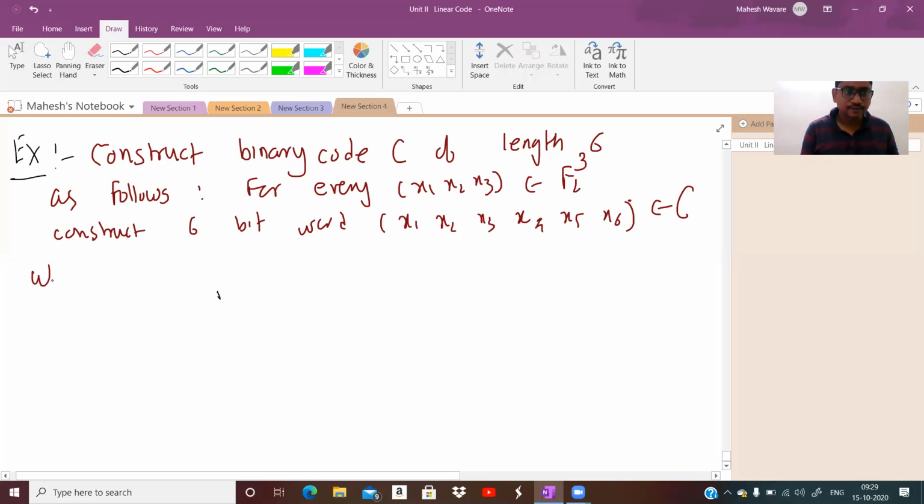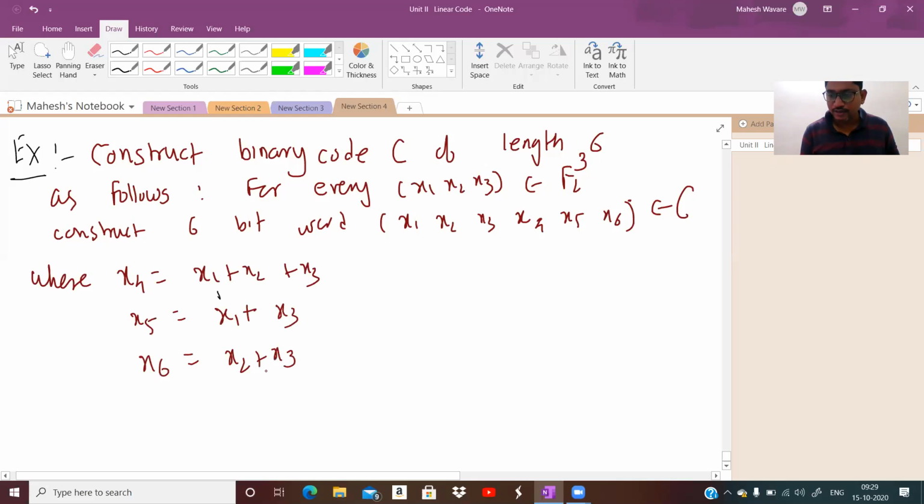Where x4 can be written as the sum of the first 3, x5 is written as x1 plus x3, and x6 is written as x2 plus x3.